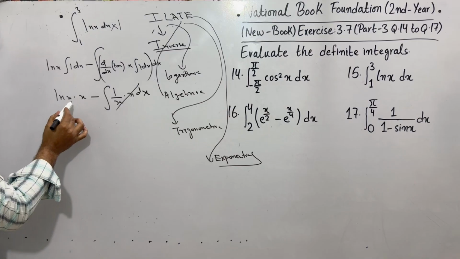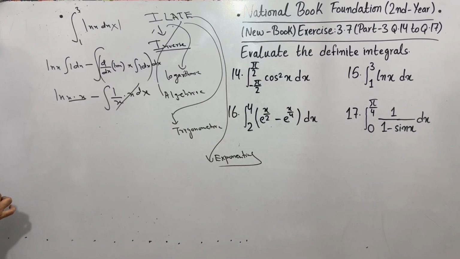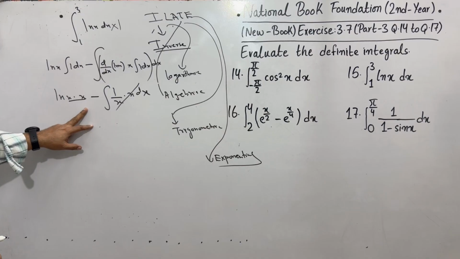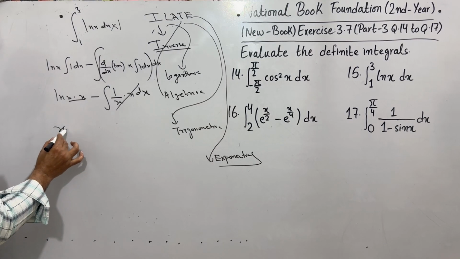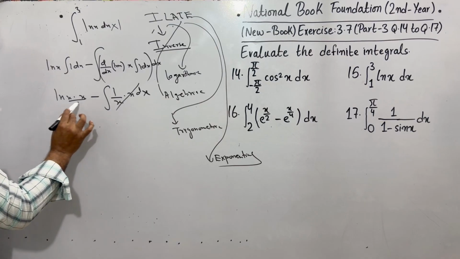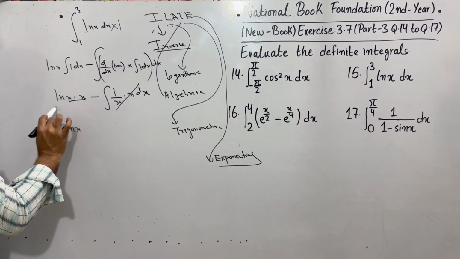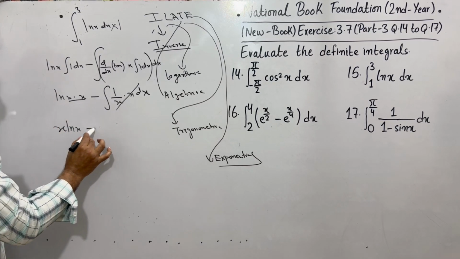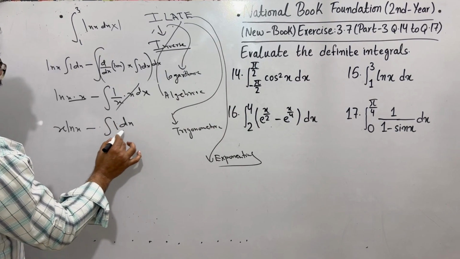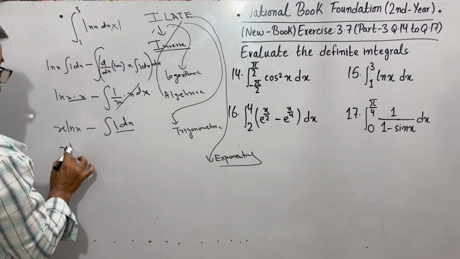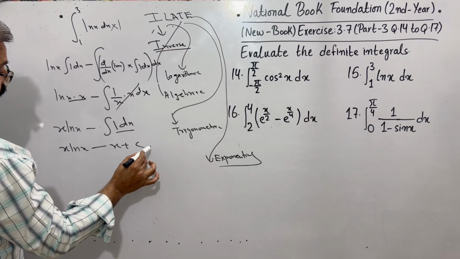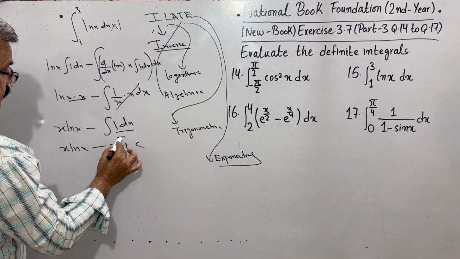Cancelled out. They cannot be multiplied as they are two different functions. Ln x into x, it can't be written as ln x square. But keeping them as different functions, it can be written x ln x, not ln x square. Minus, here remains 1 dx. Integral prevails, again integrate 1. Ask yourself, 1 is the differentiation of which function? It's x plus c. It's our answer.